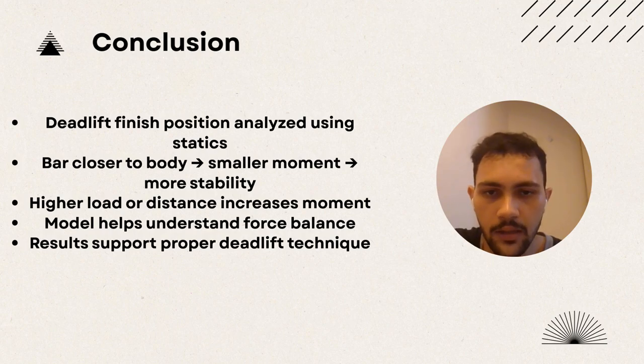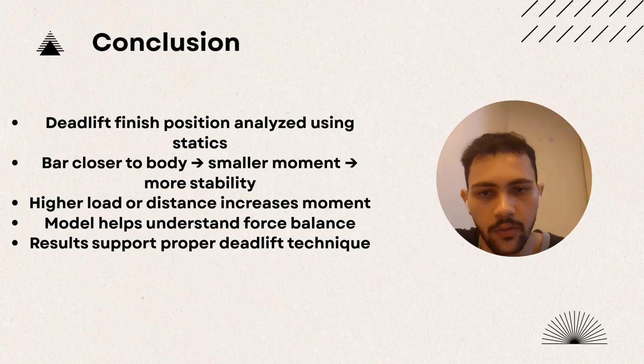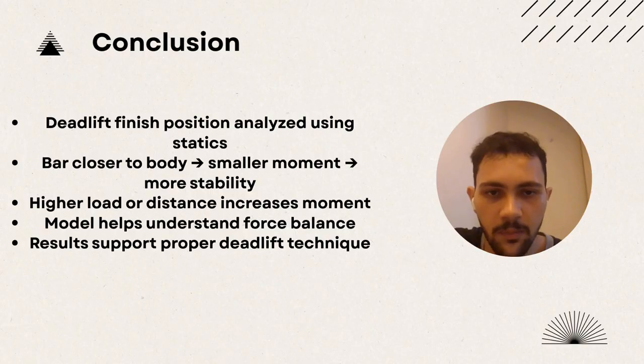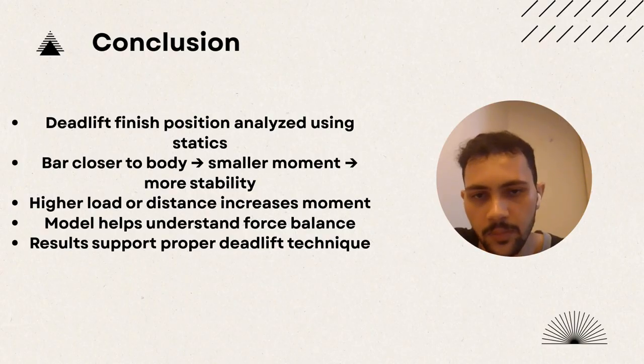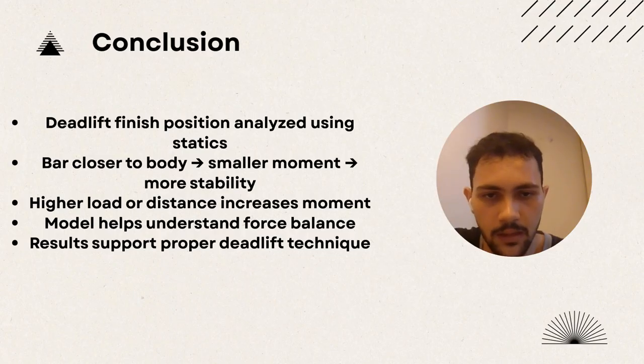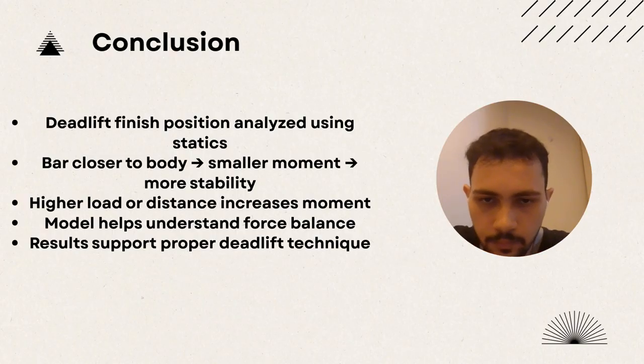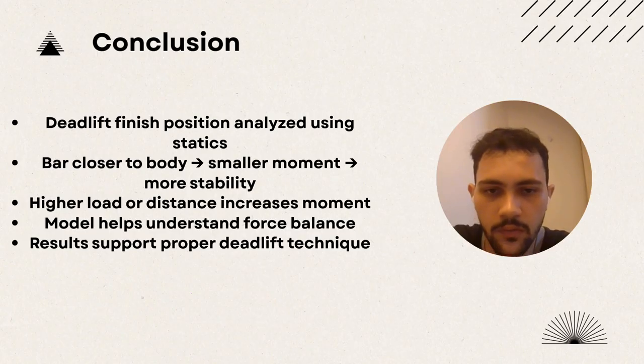On the other hand, increasing the load or allowing the barbell to move further away increases the moment, which reduces the stability and increases strain on the body. Although the model is simplified and does not perfectly represent human biomechanics, it effectively demonstrates how forces balance, moment arms and center of mass influence deadlift stability. Overall, this project reinforces the importance of proper barbell positioning in maintaining equilibrium and reducing injury risk during deadlift.